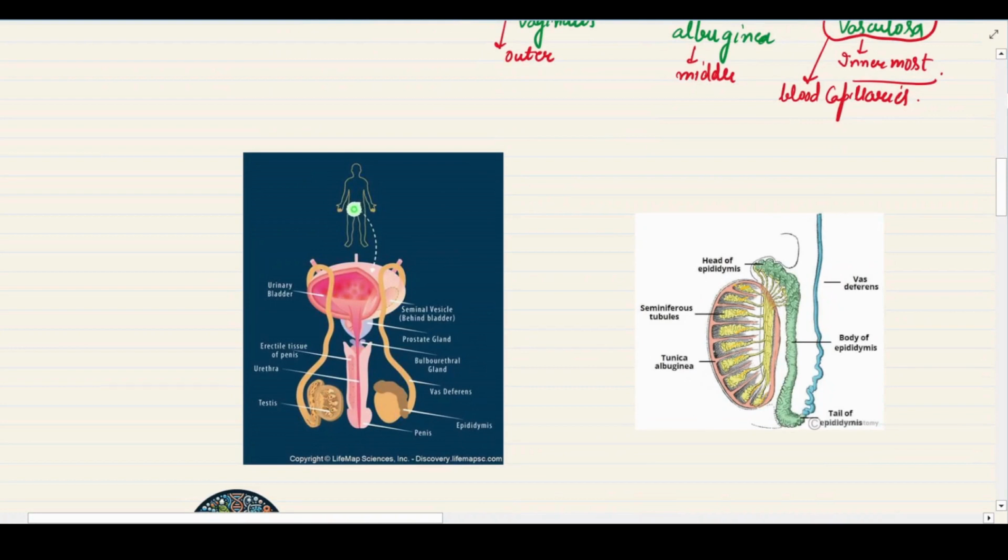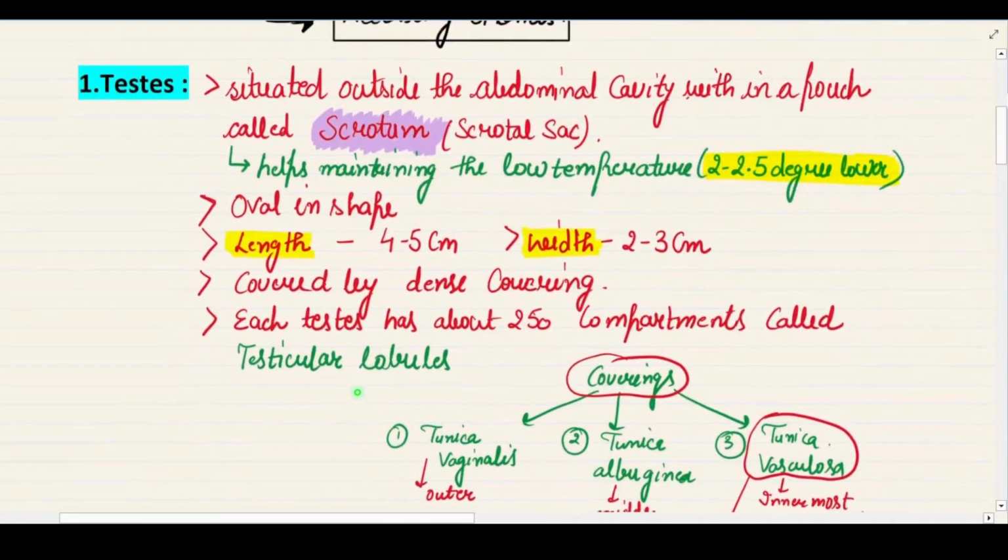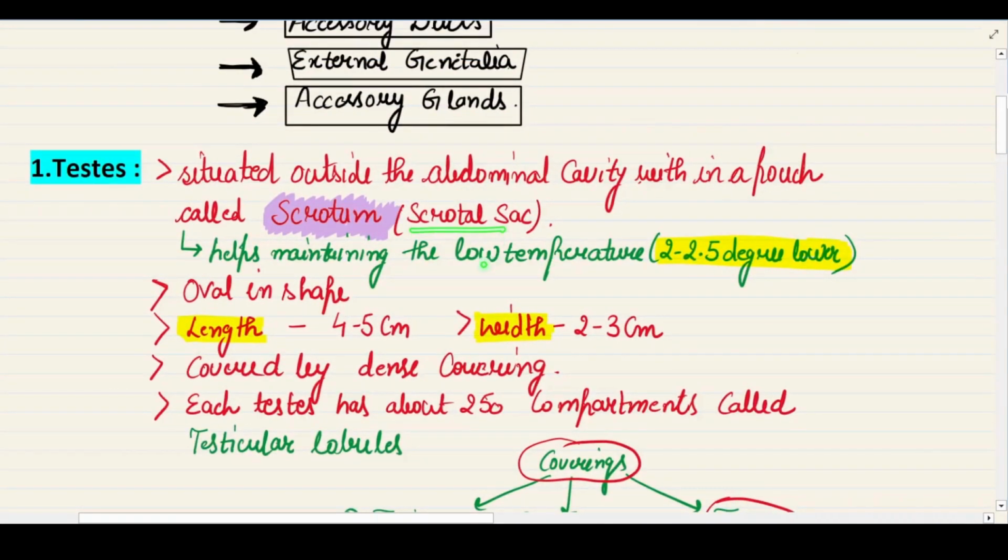This is the diagram of the male reproductive system. If this is the human body, this is the pelvic region where the male reproductive system is present, and here the two testes are present. The testes are paired, not unpaired. Two testes are present in a pouch or bag-like structure. This is called the scrotum, or the scrotal sac.